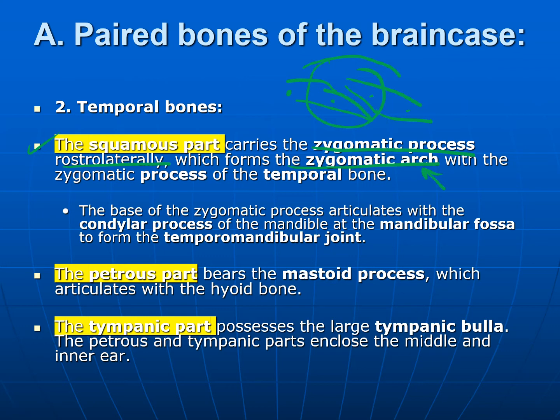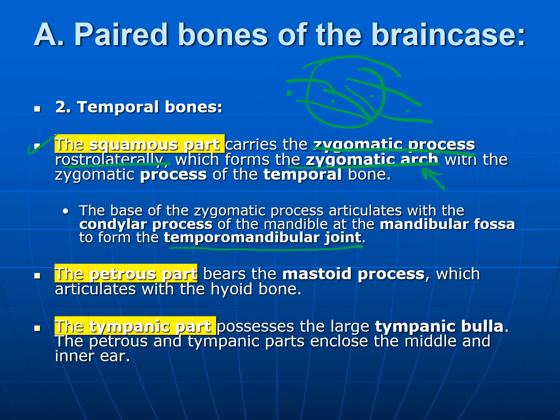This structure, the squamous part, is very important because it helps in the formation of the temporomandibular joint, the joint between the temporal bone and the mandible. Remember when we talked in the last lecture about the mandibular notch and the coronoid and condylar processes. This joint is very important for opening and closing the mouth.